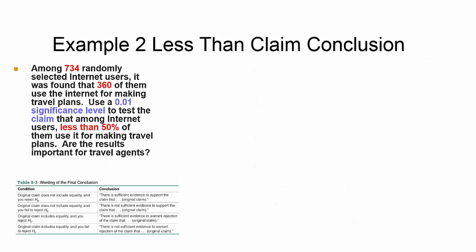So now let's look at how to word our final conclusion. So first, did our original claim include equality or not? Well, the original claim was less than, so I'm looking at either this or this. And then in my final step, did I reject the null or fail to reject? Well, since I failed to reject, this is the correct wording. So I would say there's not sufficient evidence to support the claim.